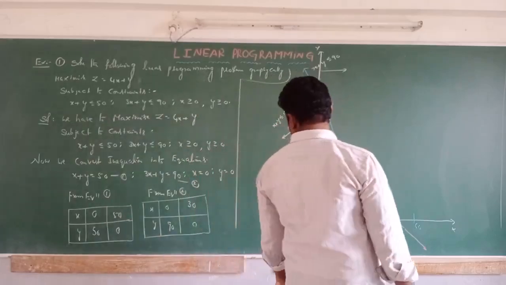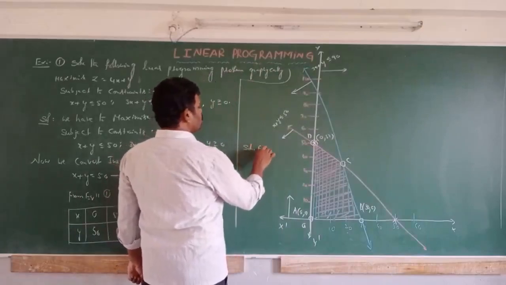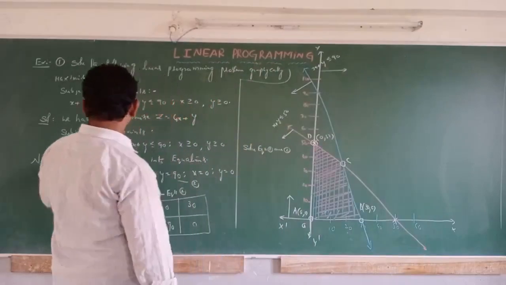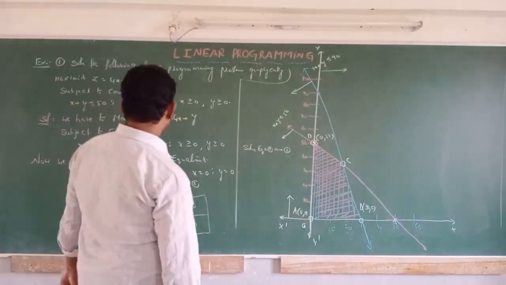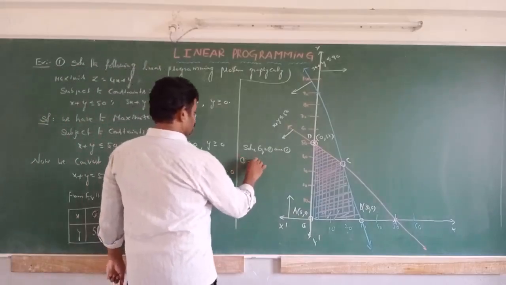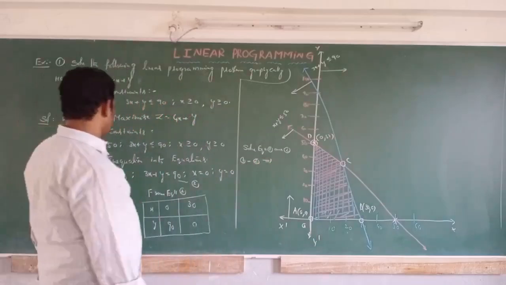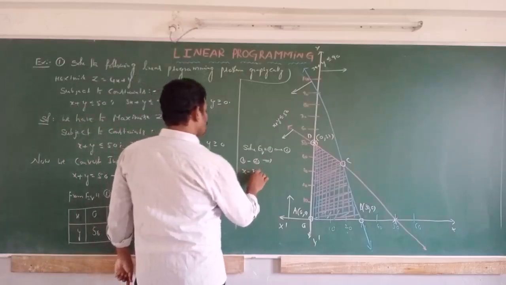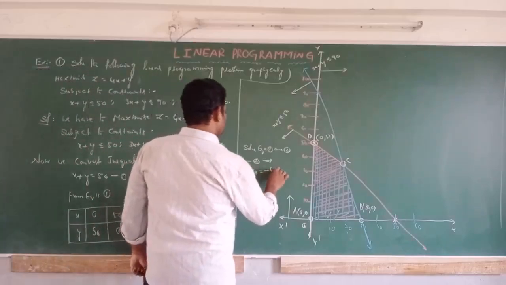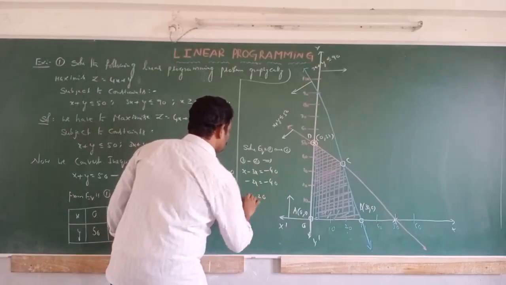How do we get point C? By solving equations 1 and 2: x plus y is equal to 50 and 3x plus y is equal to 90. Subtracting 1 minus 2, the y terms cancel, so x minus 3x is equal to 50 minus 90, which is minus 40. Here minus 2x is equal to minus 40.